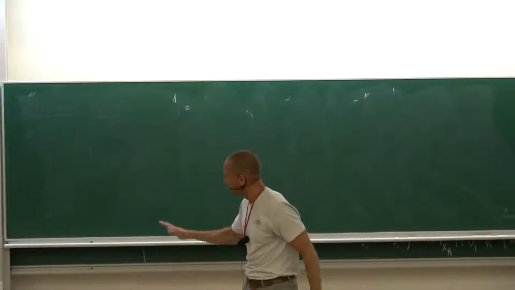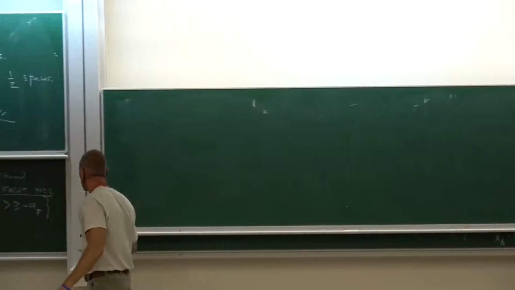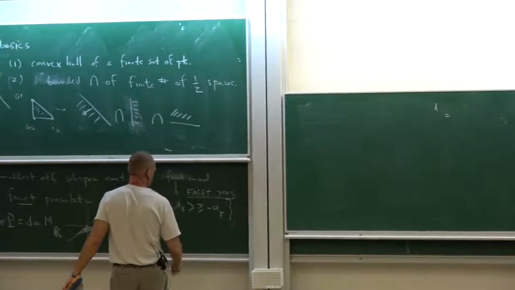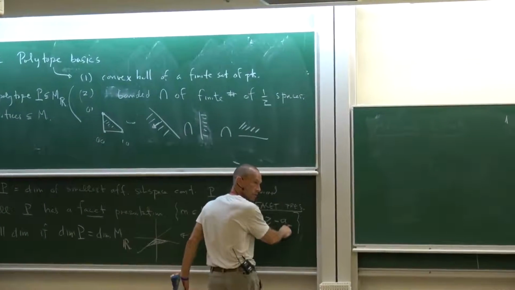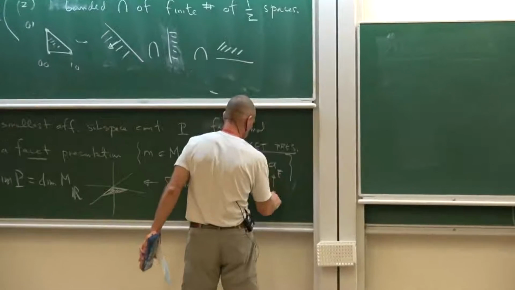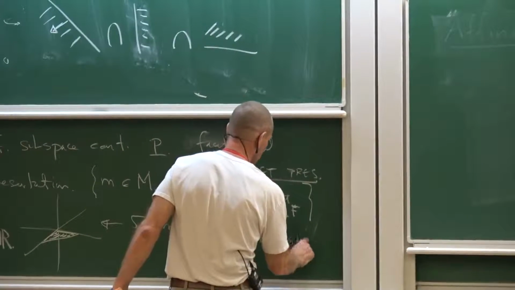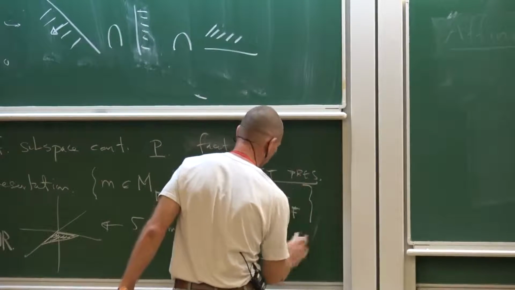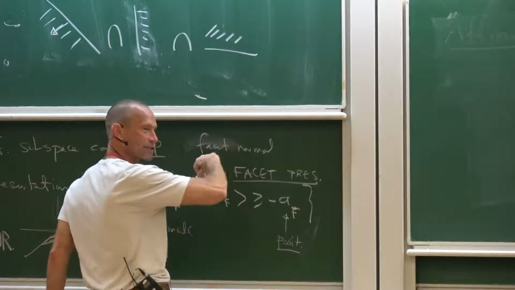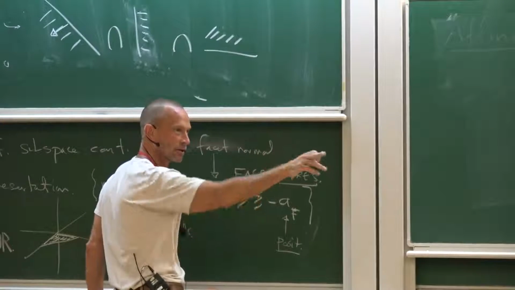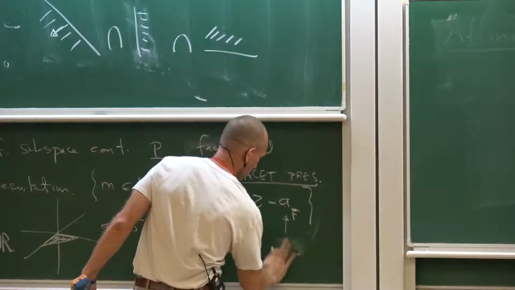Say it again. Where? These A sub F's? Yeah. I think so, but you'll have to ask me afterwards. Let me think about it. I have to even think about whether these facet normals are pointing inside or outside. So David says no, not necessarily.